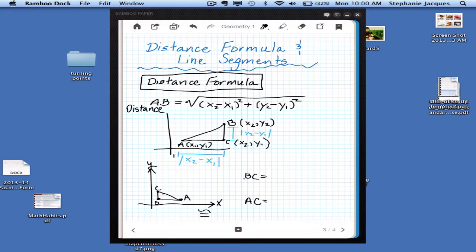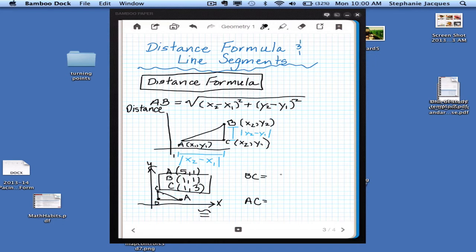And I want to find the distance of the line segment BC. So for that, I just need my points for B and C. So let's first of all write all of our points. Point A, the coordinate is 5, 1. For point B, it's going to be 1, 1. And for point C, it's going to be 1, 3.